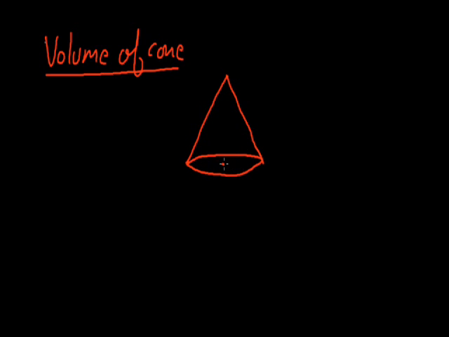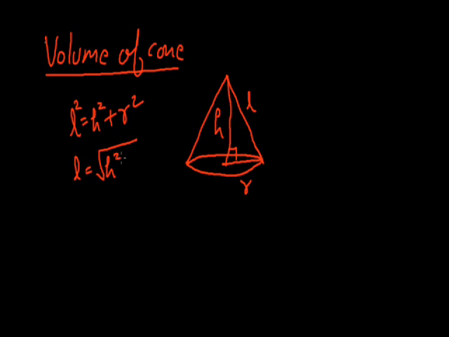This is the shape of a cone having radius r and height h, and this is the slant height. Radius and height are perpendicular, and we know that the relationship between slant height and the radius is L square is equal to h square plus r square. So L is equal to the square root of h square plus r square.